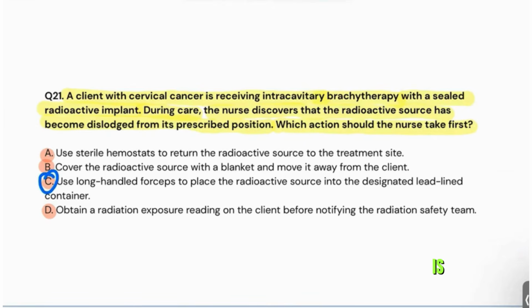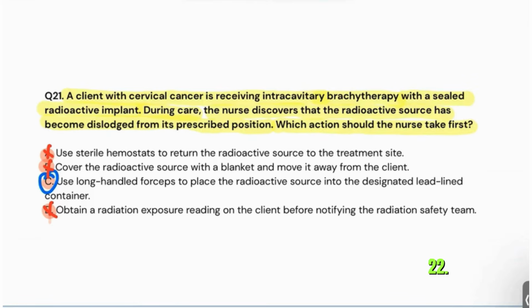The correct answer is letter C. A dislodged brachytherapy source must be handled with long forceps and placed in the designated radiation container. Letter A is not correct. Never handle or reinsert the source directly. Letter B is incorrect. A blanket does not provide adequate radiation shield. Letter D is not correct. Secure the source before further assessment.